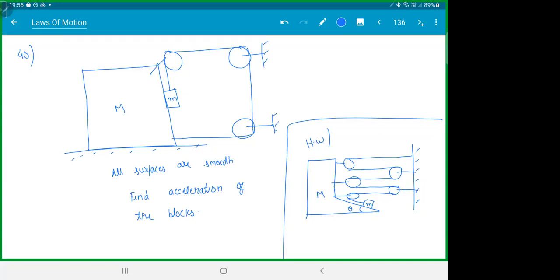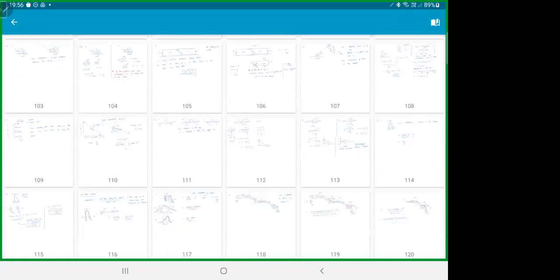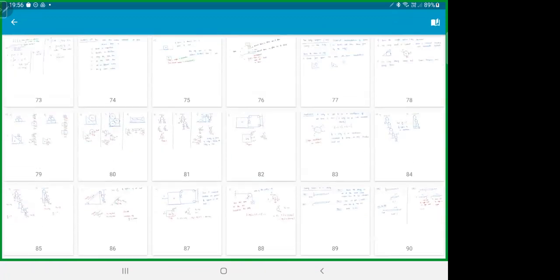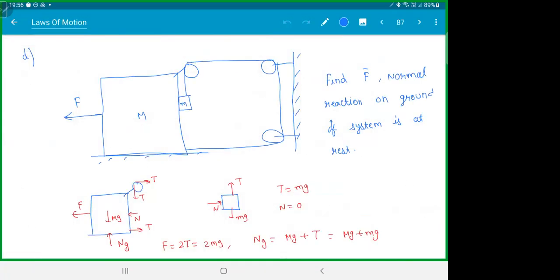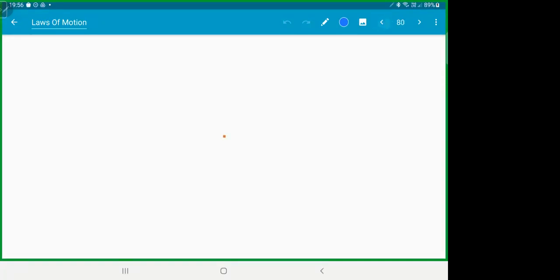2G by 5, 4G by 5, that is wrong. You forgot. Remember, block M has two accelerations, horizontal and also vertical. You forgot constraints. Let me show you that problem. Look at its acceleration. This is the third time I did.